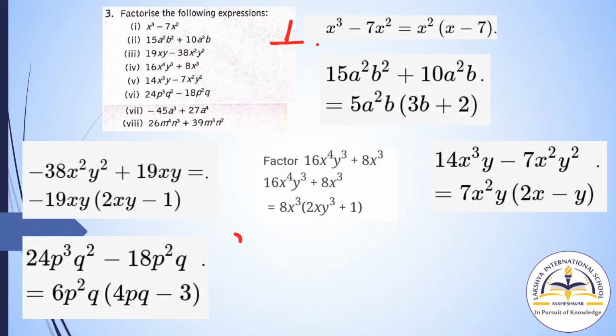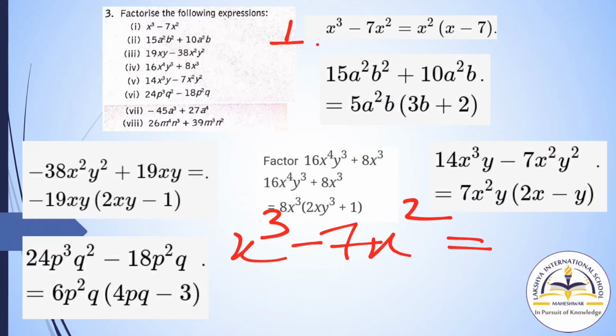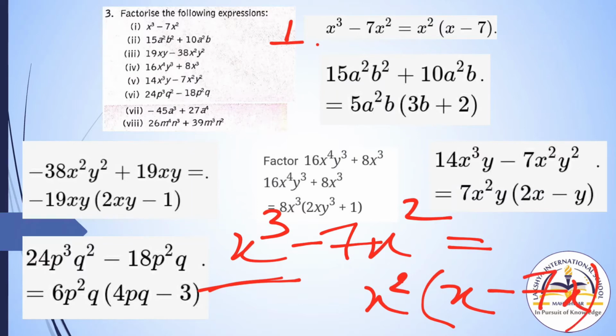Now in x cube minus 7x square, you have to take the common variables first, or you can take the value also, but in the first term there is no value, so we will take common x square. Now what is remaining is x here and minus 7 here. So the answer will be x square bracket x minus 7.